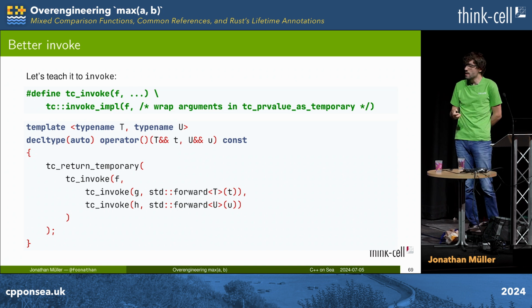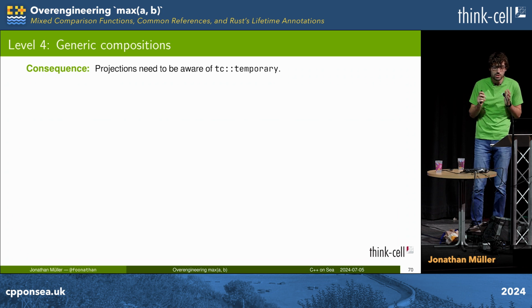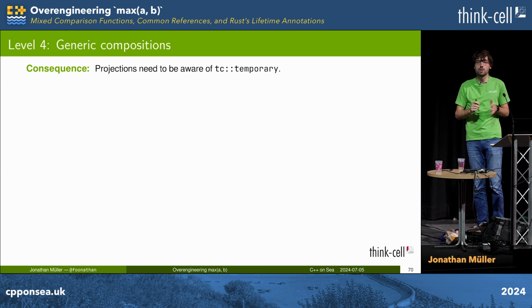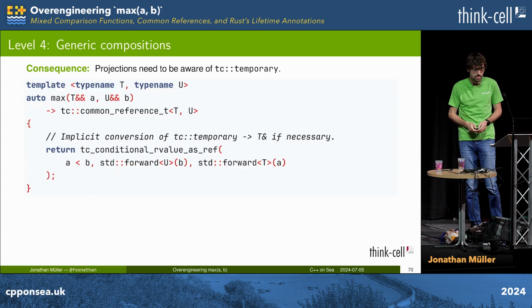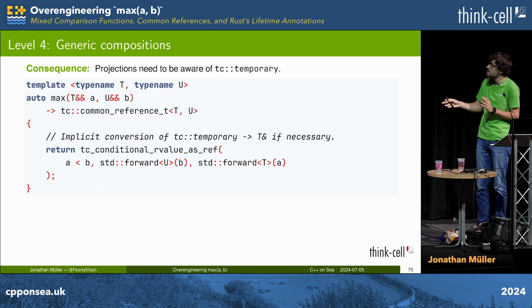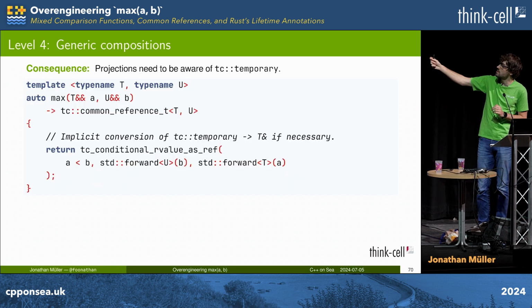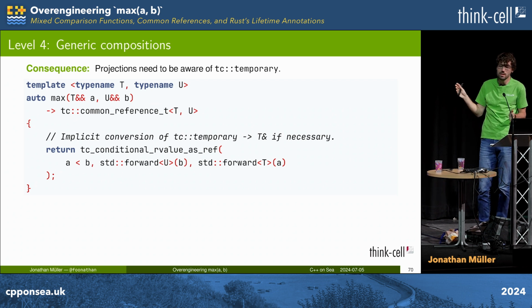Right? As a necessary consequence, all projections now need to be aware that they can be called with tc temporary. Right? We've introduced this new reference type, they all need to handle it. This isn't a problem for max. Right? Max as written just works, because it's implicitly convertible to a reference, so the comparison just triggers that, and then common reference just handles it automatically. So max as written just works.